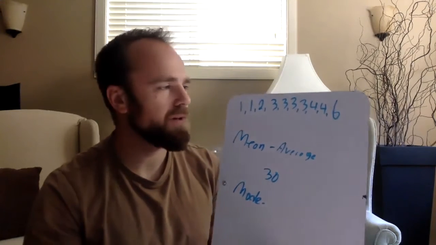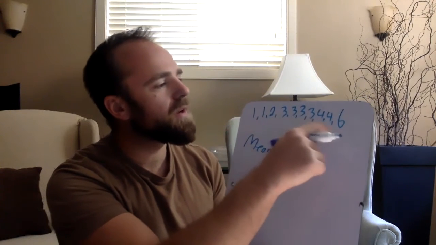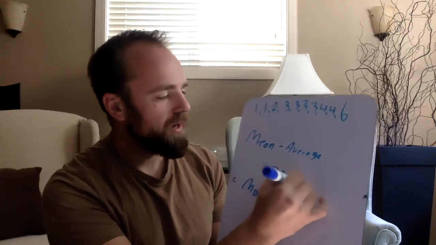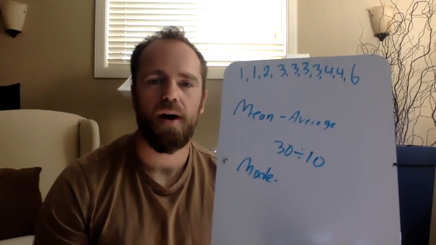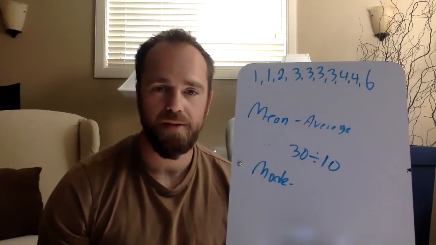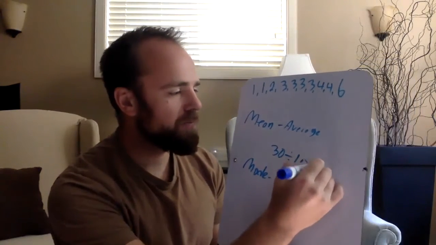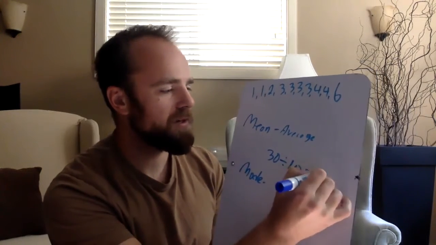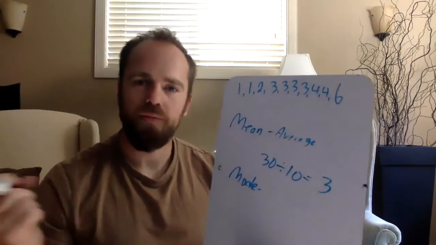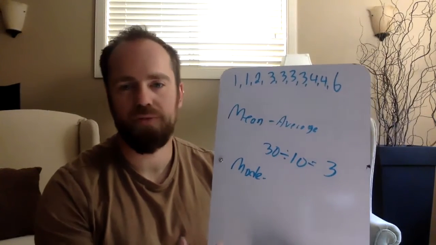Then I see how many times I actually did the experiment: 1, 2, 3, 4, 5, 6, 7, 8, 9, 10. So I divide my total result by the total number of experiments. That's going to give me my mean, or my average. So 30 divided by 10 is 3. So when I roll, the average score that I get when I roll the dice is 3.